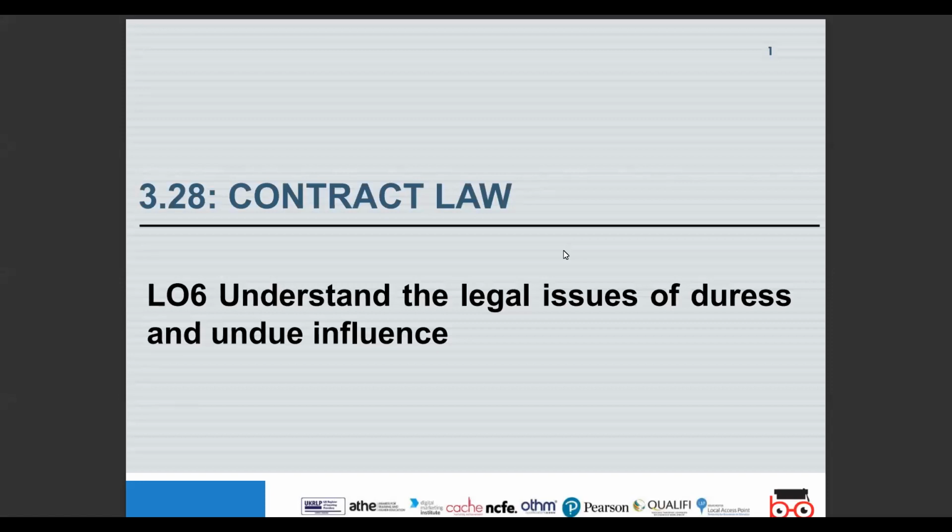Hi, my name is Shazia Khan, and today's unit we'll be looking at is contract law, unit number 3.28, and we're going to be looking at learning outcome 6, which is to understand the legal issues of duress and undue influence. In the last session, we looked at learning outcome 5, which was to understand the legal issue of frustration in regards to how a contract is frustrated.